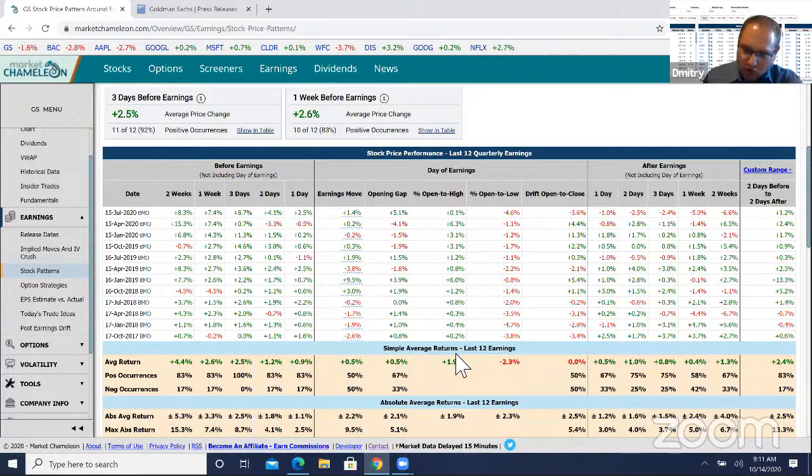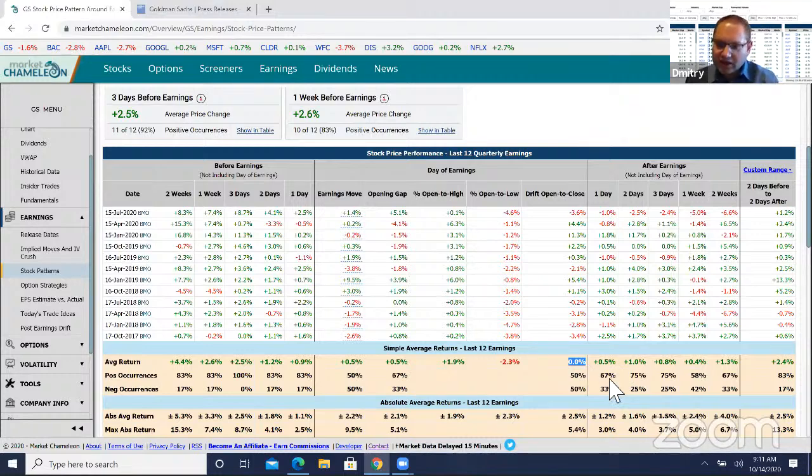Post open, so after the open, this is what it tended to do. From the open to the high of the day, the average move was 1.9%. From the open to the low of the day, the average move was down 2.3%. It looks like from the open to the close, it's really 50-50. Half the time it was up, half the time it was lower, for an average gain of, really, unchanged. So that's Goldman Sachs from a historical perspective.